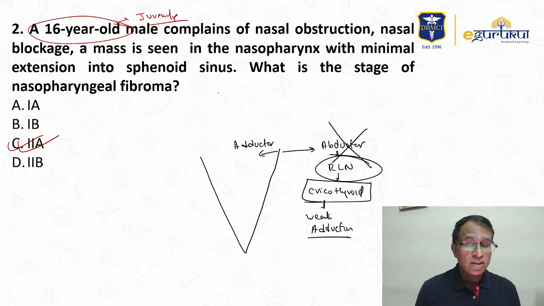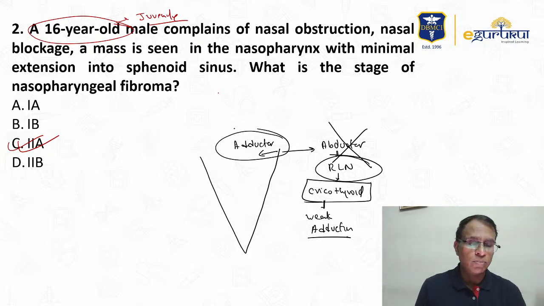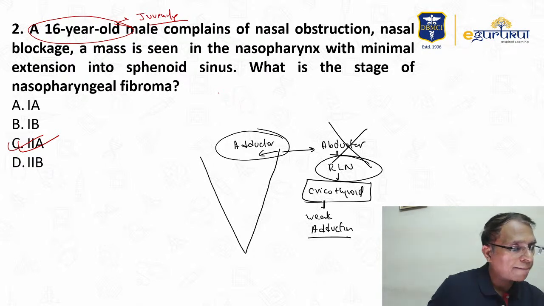And when the vagus is gone, then all the movement is gone. The most important movement we need in the vocal cord for voice production is adduction, and therefore when the vagus palsy occurs, the adduction, the main movement, is gone. That's why it's called adductor palsy. That's the logic behind all these things.